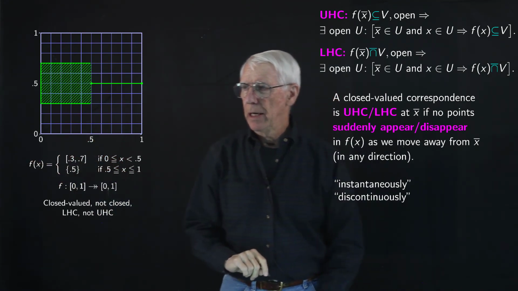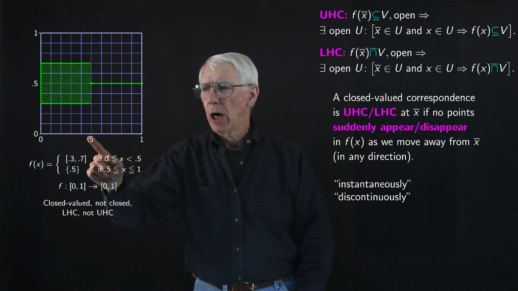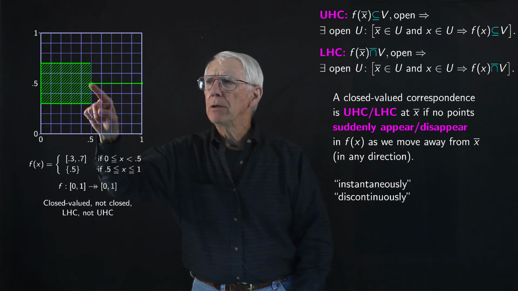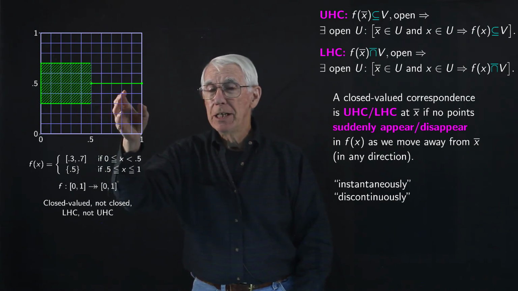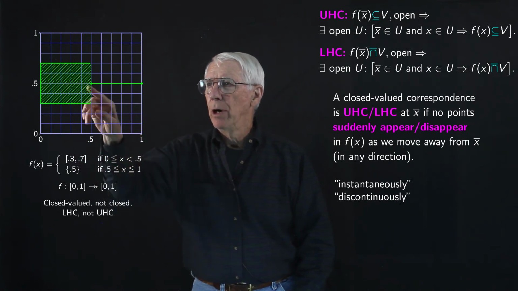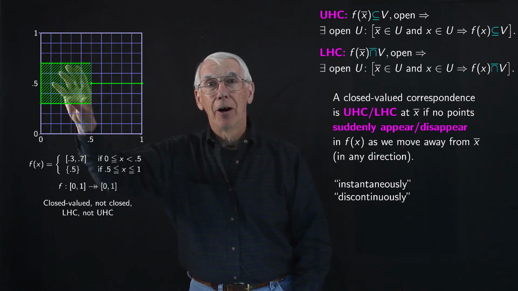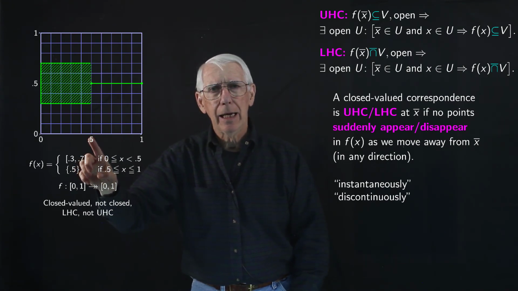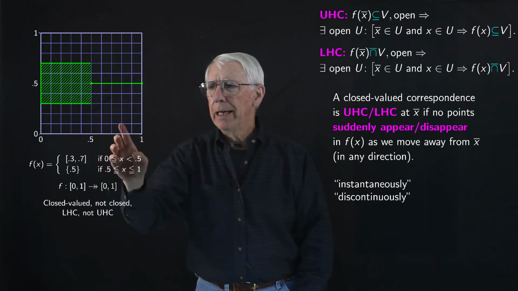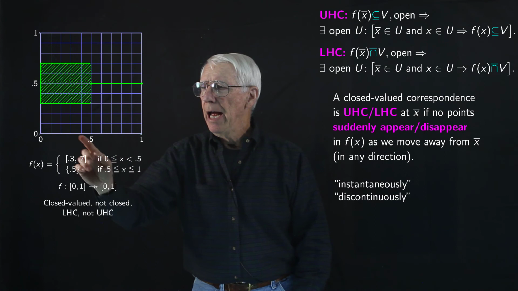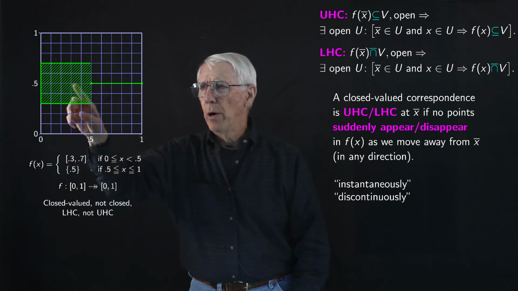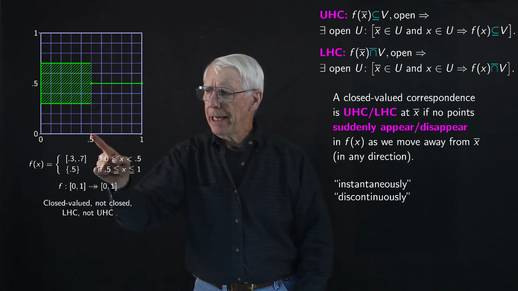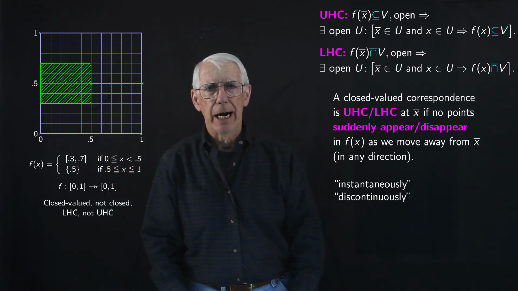What about lower hemicontinuity? Okay, as we move away from x bar to the right, no points disappear because now the image at x bar is only the singleton set. We move to the right, it's still a singleton set. So no points disappear when we move to the right, and when we move to the left, well, clearly no points are disappearing. In fact, a whole bunch of new points are appearing. So this correspondence is lower hemicontinuous at x bar here. And again, it's easy to see that over here it's lower hemicontinuous, no points are disappearing, and over here it's lower hemicontinuous, no points disappear as we move left or right. So this correspondence is lower hemicontinuous at x bar, in fact on its entire domain.